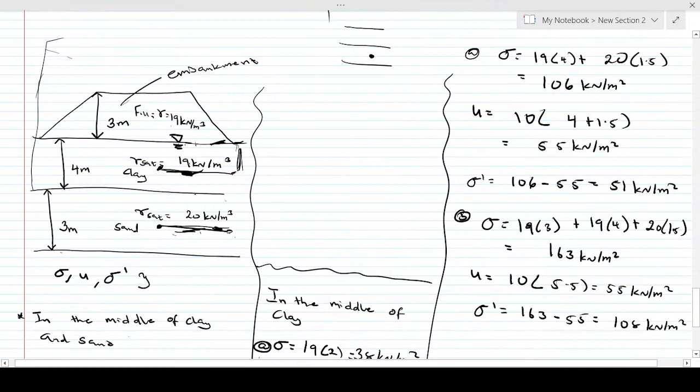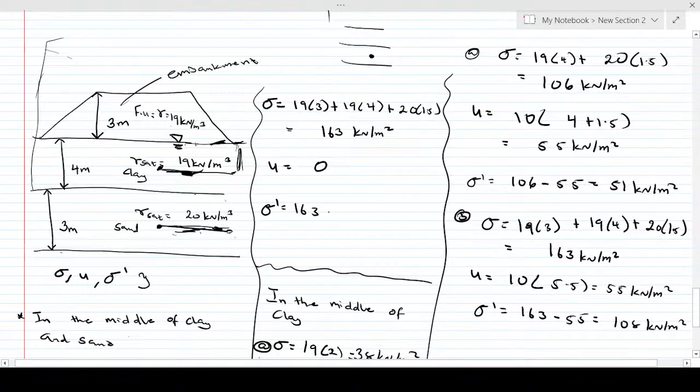out of the layer. So again, your total stress is simply going to be 19 by 3 plus 19 by 4 plus 20 by 1.5, which is again 163 kilonewton per meter square. But since it's several years after the construction of the embankment, pore water has dissipated, and we are assuming pore water to be 0. So your effective stress is going to be 163 minus 0, which is 163 kilonewton per meter square.